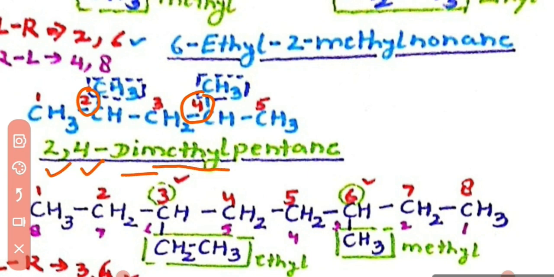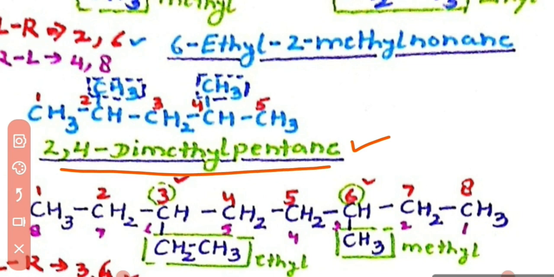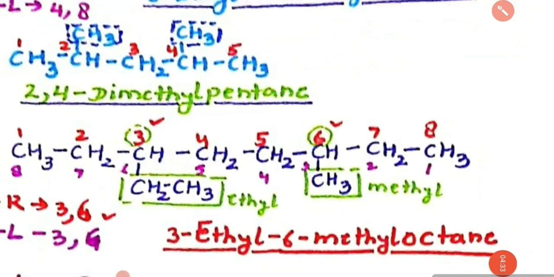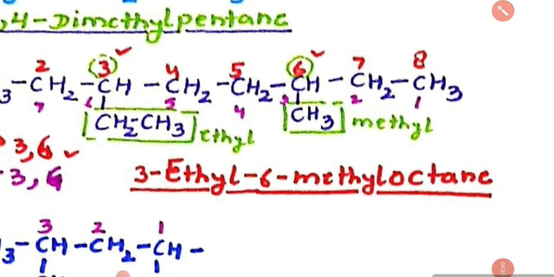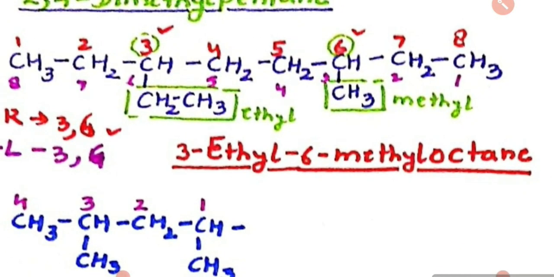If you number the carbon atoms from left towards right, then the positions of the locants will be 2 and 4, and in order to indicate the number of times the same group has appeared on the principal chain, you have to prefix the word di, tri, tetra before the alkyl group. So the name of the compound will be 2,4-dimethyl pentane. Here the methyl is placed twice on the principal chain, and the positions of the locants are 2 and 4. So the name of the compound will be 2,4-dimethyl pentane.